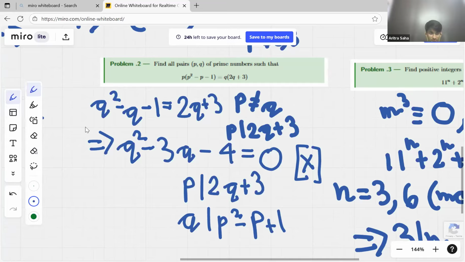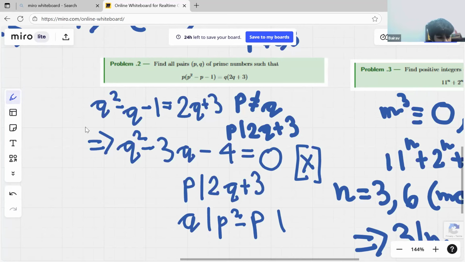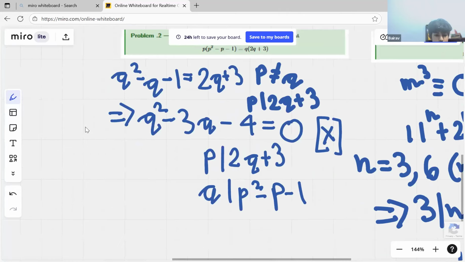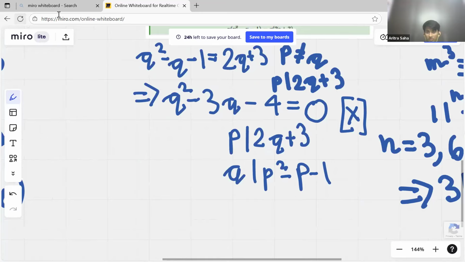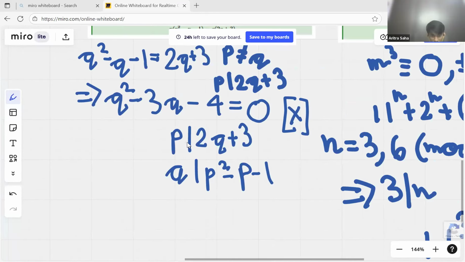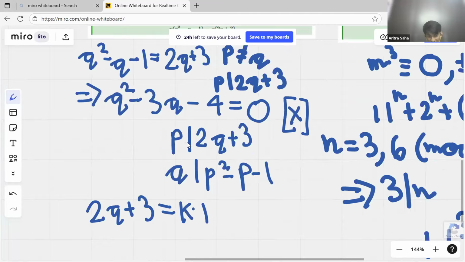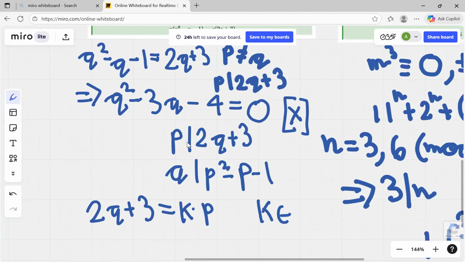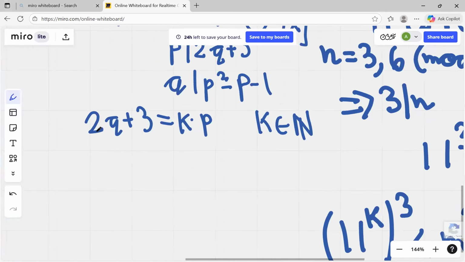If we let 2q plus 3 equal kp, where k is an integer, then you get q equal to kp minus 3, divided by 2.